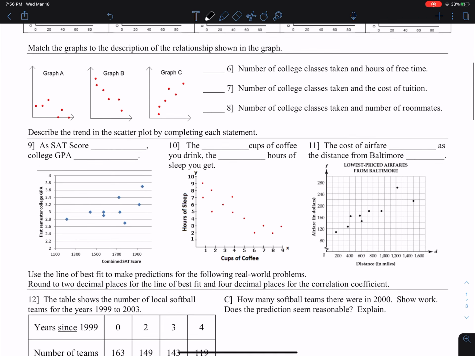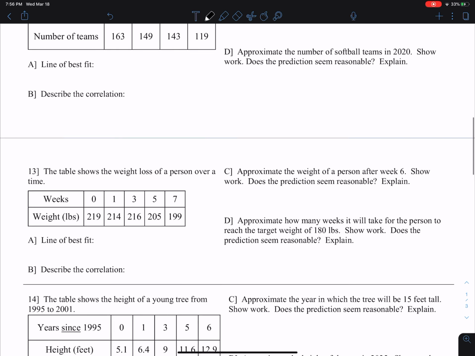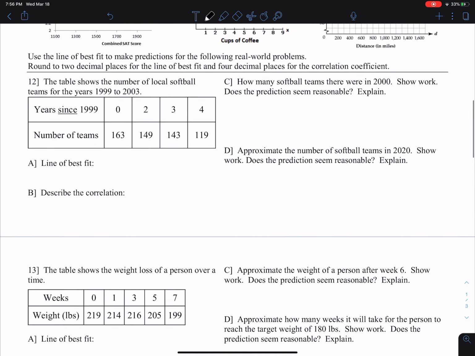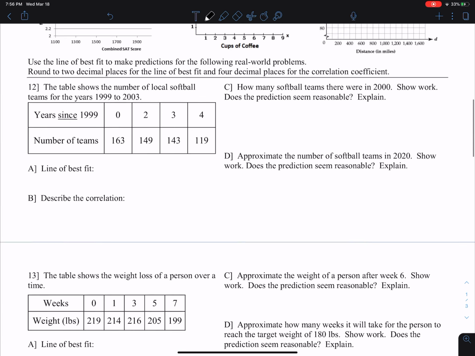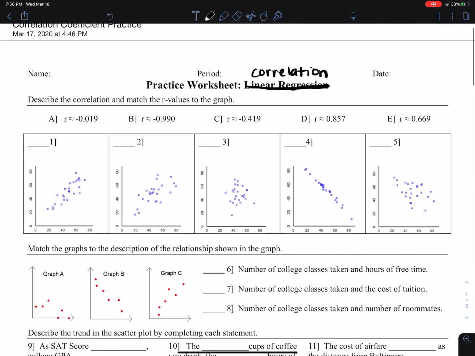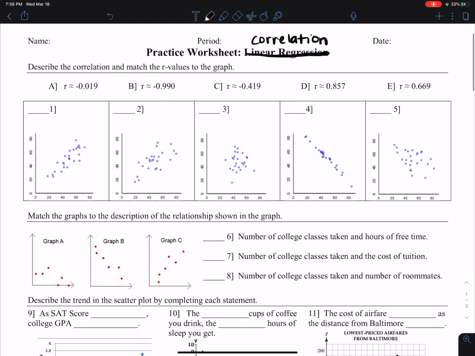It says linear regression because the last one on the first page and then the ones on the back are about linear regression, but we're just going to go through one or two of those. So the first part says describe the correlation and match the R values to the graph. First we need to figure out if these are positive, negative, strong, weak, moderate, stuff like that.